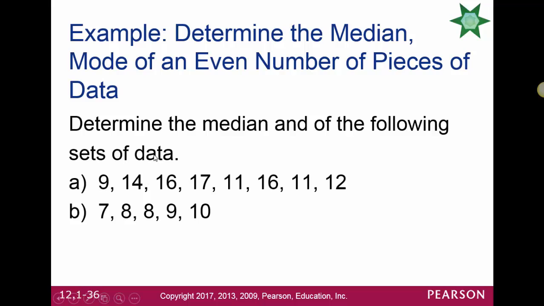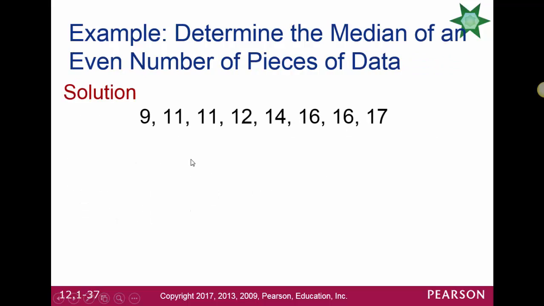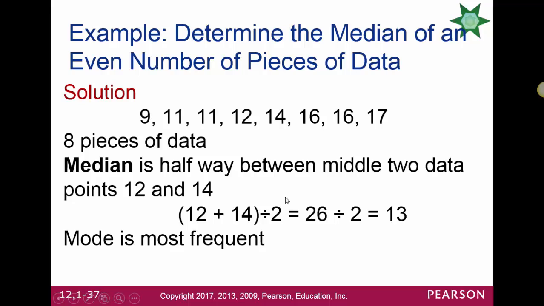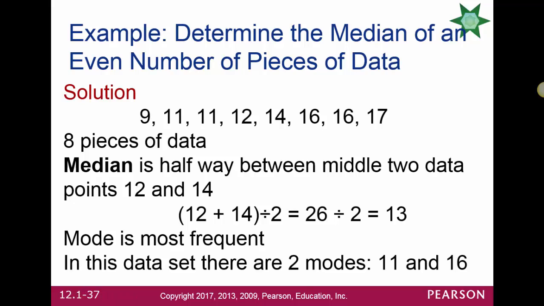So let's take two data sets here and find the median. And I think I'm also going to do the mode. So let's do the median. So I've got 8 pieces of data. They're in order. So the median here is going to be midway between the middle two numbers. So the median here is going to be 13. The mode is the most frequent. And I notice in this data set there are two modes, 11 and 16.